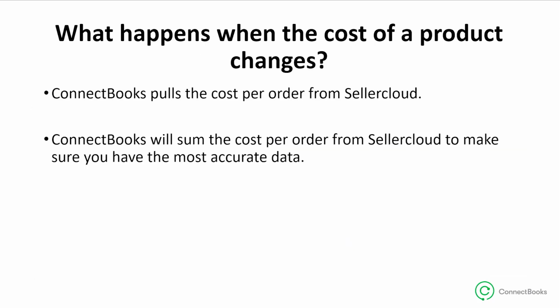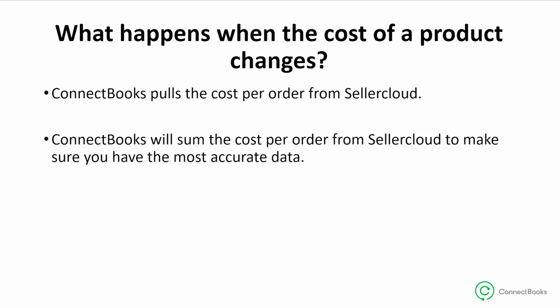So what happens when the cost of product changes? The answer is that ConnectBooks pulls the cost per order from Sellercloud. Sellercloud runs on a weighted average method, which means they run based on the average cost of a product. So you don't have to put in any cost to ConnectBooks. You don't have to do anything.